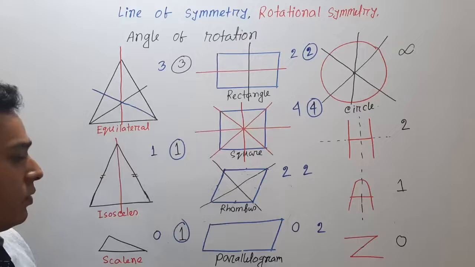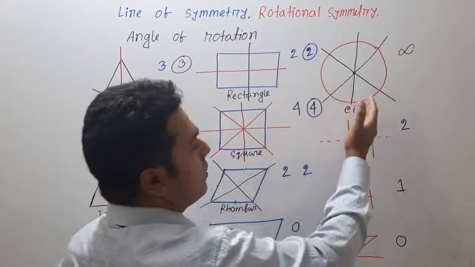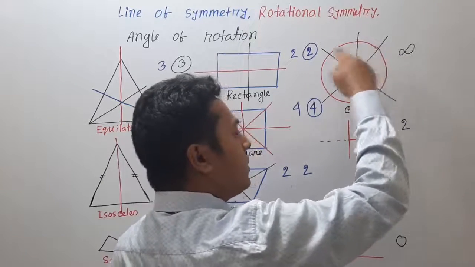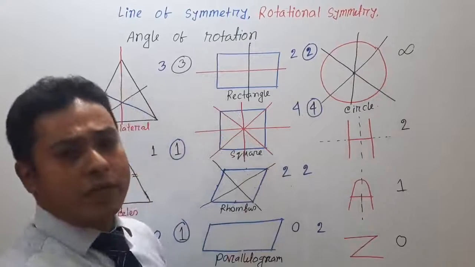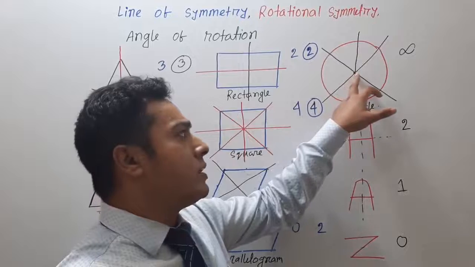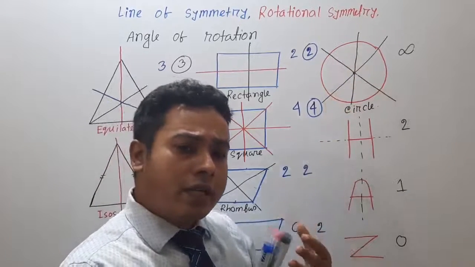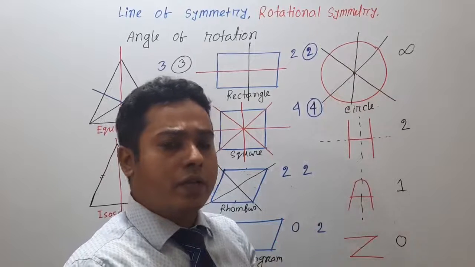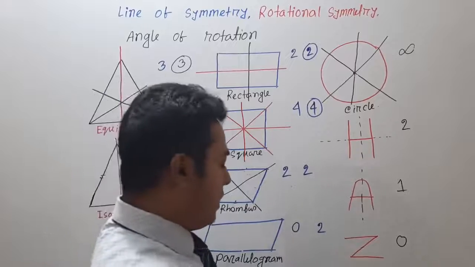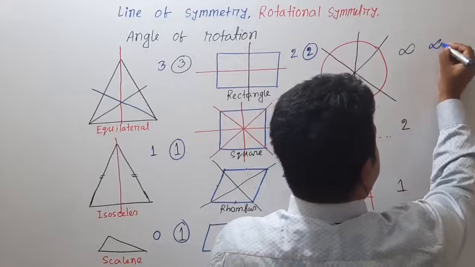Okay, now for the circle, you can rotate about this point and the number of rotations will be infinity, because according to this center, if the circle is rotated for any number of times, for any angle, the shape will not be changed. So for the circle the rotational order is also infinity.